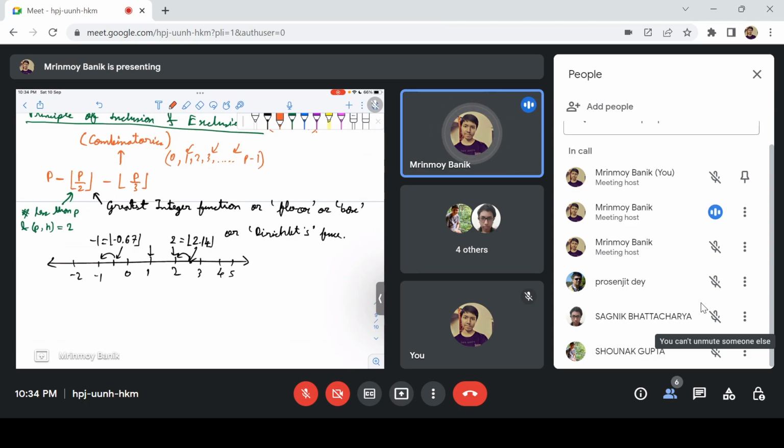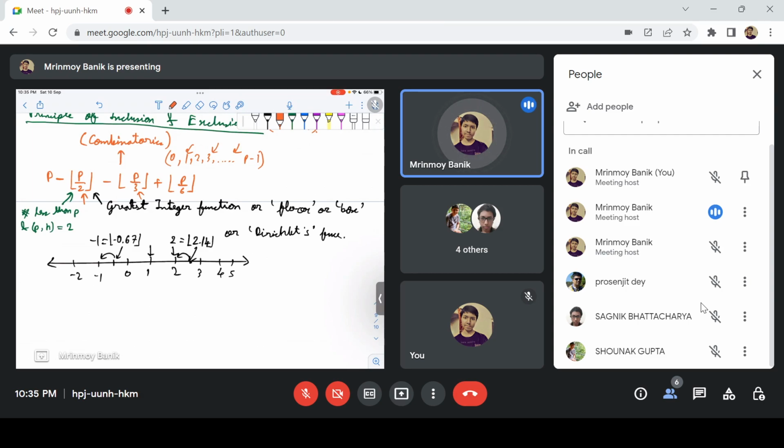Now we have overcounted a few numbers, like those numbers which have a common factor of 6 with p. They are counted both here and here, since they share a common factor of 2 and 3 both. So I've subtracted them twice, so we have to add that back. So adding that back, we get this.